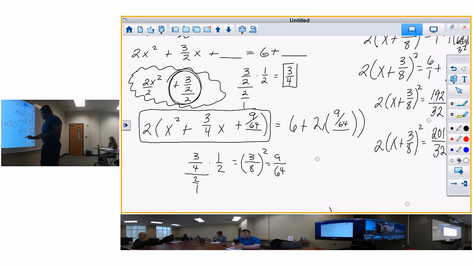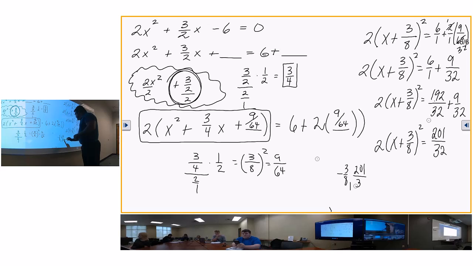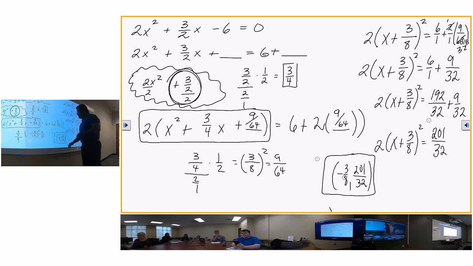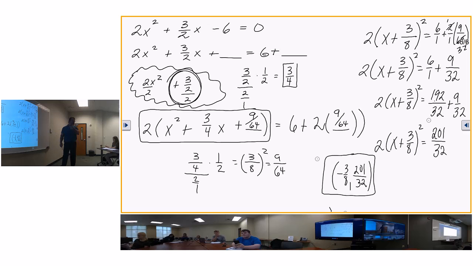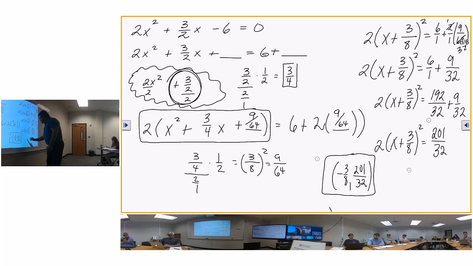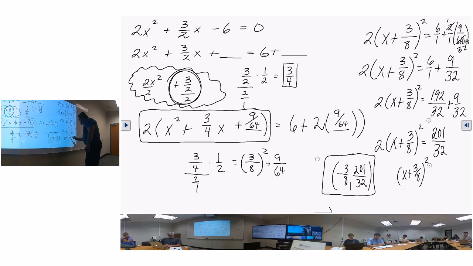So here, what's my vertex? My vertex is negative 3/8, comma, 201 over 32. Are you worried about that right now? No, because when you get ready to graph that on a graph, you turn it into a decimal. Now I'm going to divide by 2, and that's going to give me x plus 3/8 quantity squared is equal to 201 over 64.